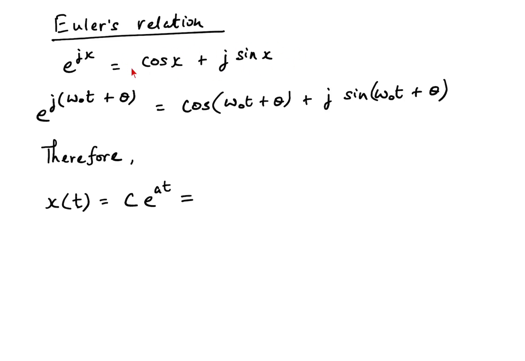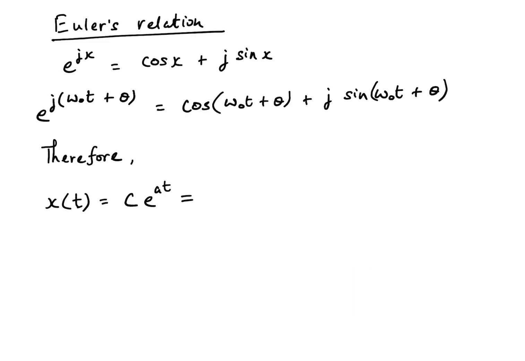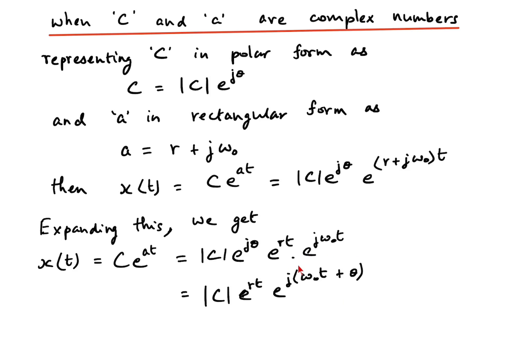So we get this complex number in the rectangular form with the real part as cosine x and the imaginary part as sine x. Using Euler's relation, we expand e power j omega naught t plus theta, which becomes cosine omega naught t plus theta plus j sine omega naught t plus theta. Now, substituting this expansion in our x of t, both these terms are going to be multiplied with the factor magnitude of c e power rt.